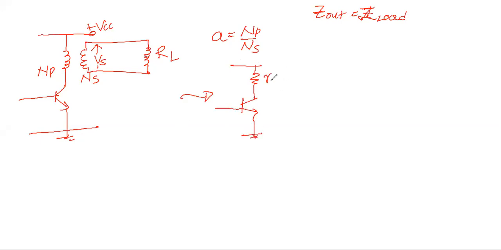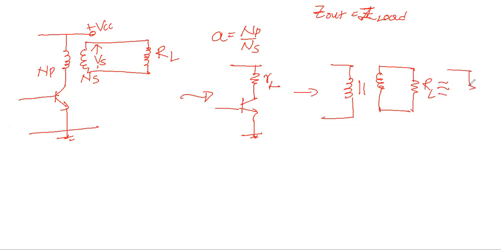And this equivalent resistance I will write down as RL. And then with the support of the turn ratio, this is the load RL. And then you can convert this circuit into something like this: A squared into RL. So you don't have real components, you have imaginary components.